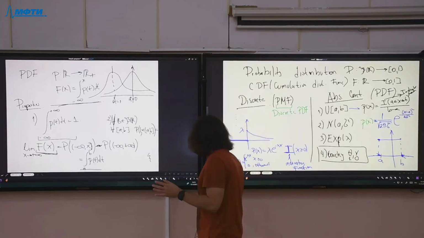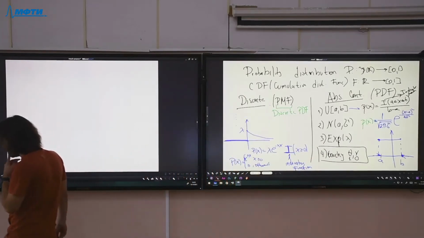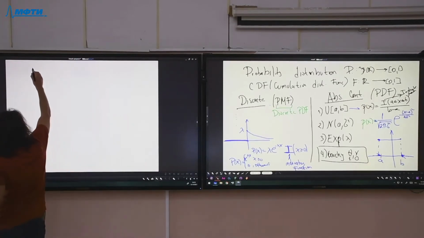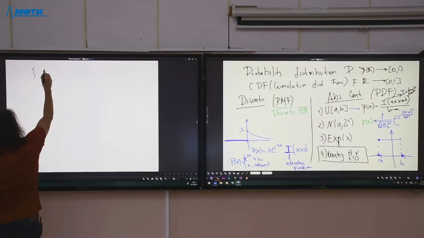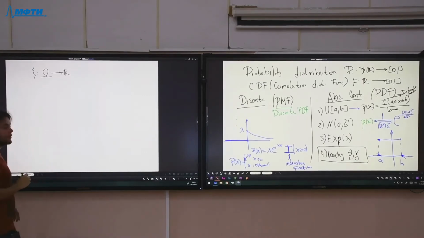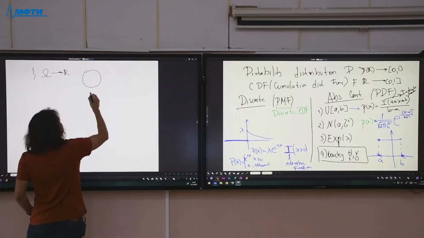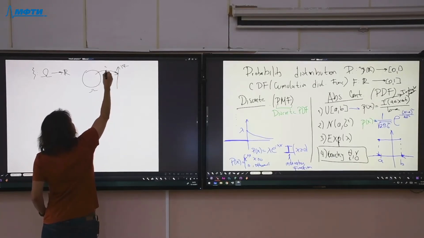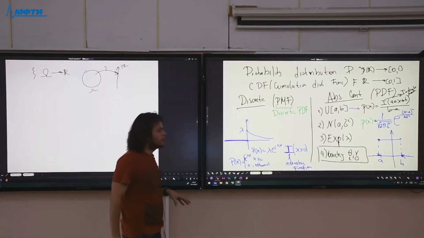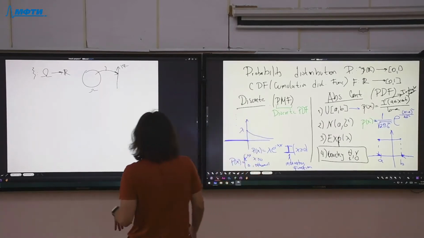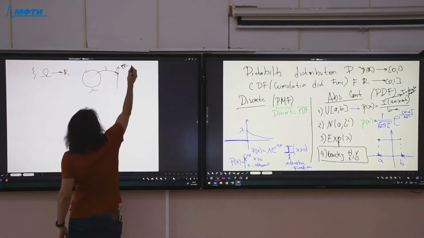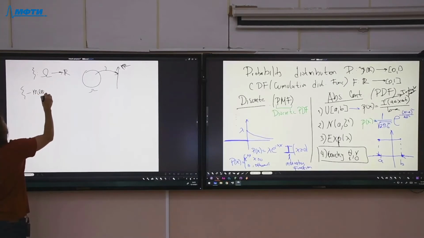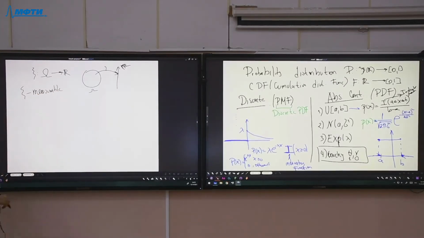And then finally, what a random variable is. A random variable psi is just a function from omega to the set of the real numbers. So if we have omega here, and the set of the real numbers here, this is a function from here. The domain of this function is omega, and the range is the set of the real numbers. But we need this function to be measurable.